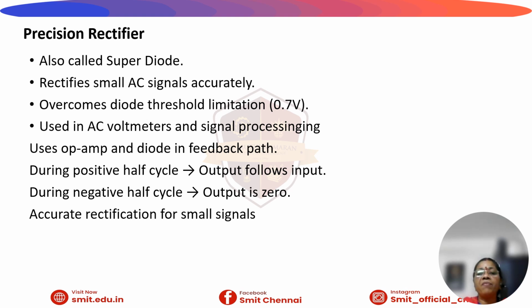A conventional diode will rectify voltage only when it crosses 0.7 volt, whereas for applications where you need to rectify voltages below 0.7 volt, this op-amp with diode, also called a precision diode or rectifier, can be used. During the positive half cycle, it acts as a voltage follower, hence the output follows the input. During the negative half cycle, output is zero. Accurate rectification will happen even for small signals.